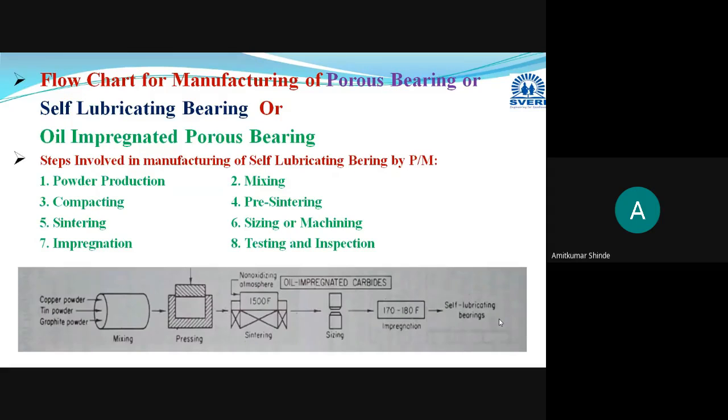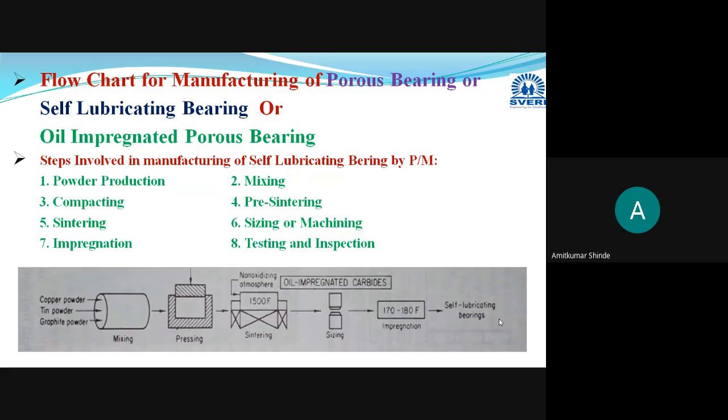Okay, now I will explain the actual manufacturing of this first component, that is the self-lubricating bearing, with the help of this powder metallurgy technique. Shall I start? If you have finished the drawing, shall I start? Please provide me a few replies so that I will explain it. Okay, we will start then.